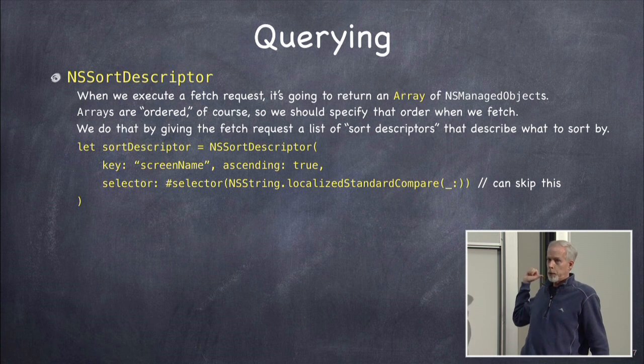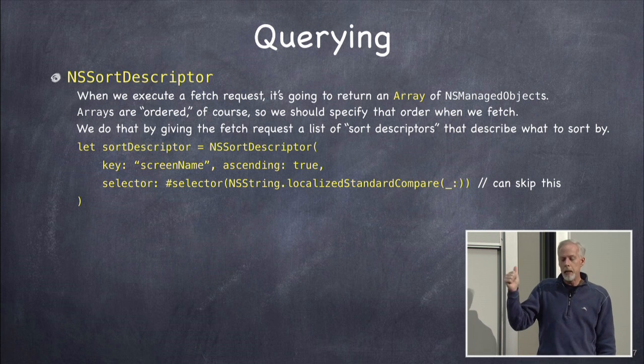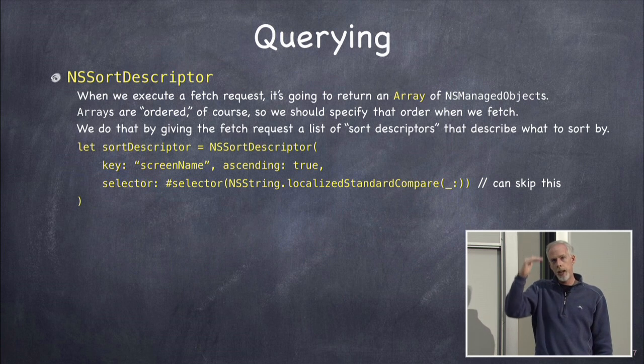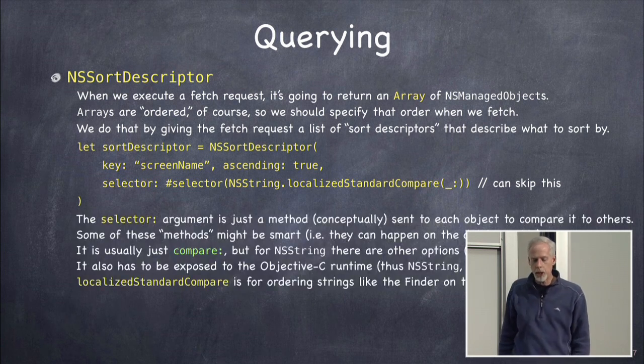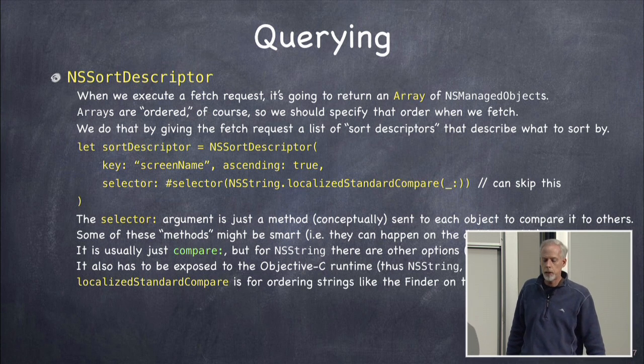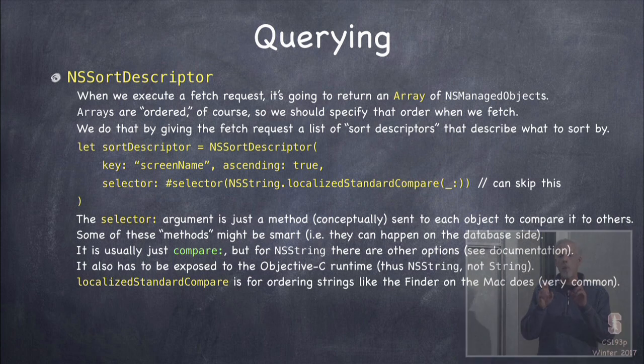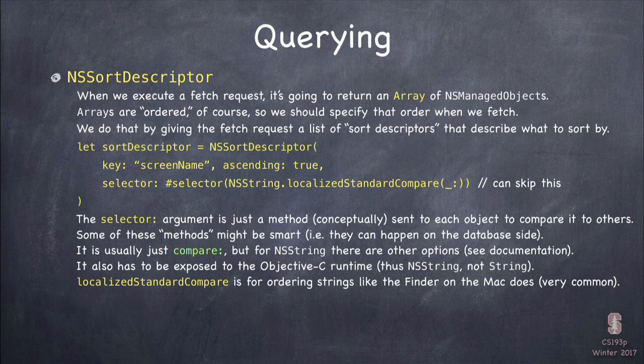And I say that because on the previous slide I just showed you how to make a fetch request for a tweet. Anyway, that should have been Twitter user. But anyway, so this is a Twitter user sort descriptor. And notice it has ascending or descending, right? That's A to Z or Z to A. And then it has this argument selector. And this one creates some confusion. But really, this selector just says, what method am I going to use to compare items to do the sort?